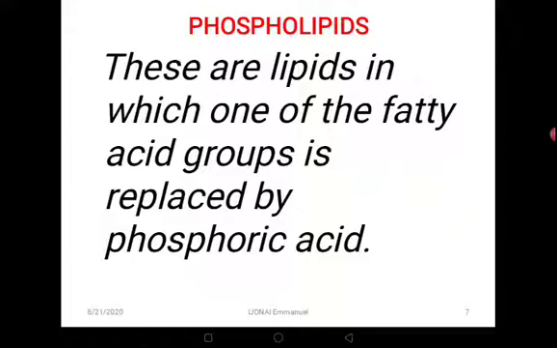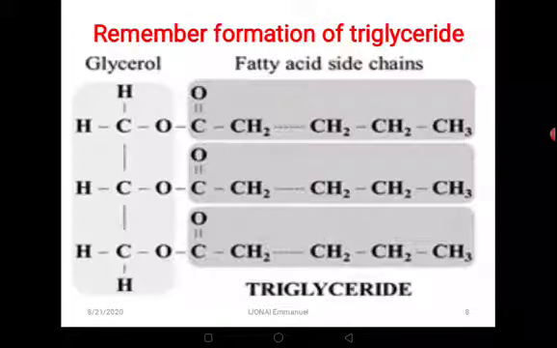Then we have a category of lipids called phospholipids. These are lipids in which one of the fatty acid groups is replaced by phosphoric acid. Remember, during the formation of lipids, we have 3 fatty acids and 1 glycerol molecule. So one of the 3 fatty acids is replaced by phosphoric acid. The product will be a phospholipid.